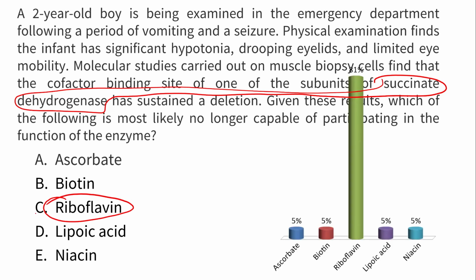Succinate dehydrogenase is right. Why? Ascorbate, biotin, lipoic acid. Nice. Look at that. Each one of you went for one of those choices, other than C. Whenever you come across this enzyme, succinate dehydrogenase, remember two things. One is complex 2. The other is riboflavin, FADH₂, riboflavin. These are the two things.